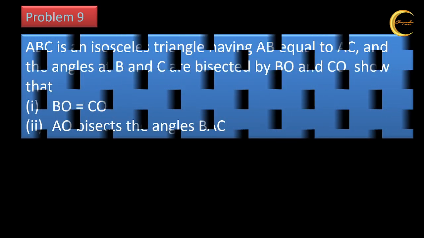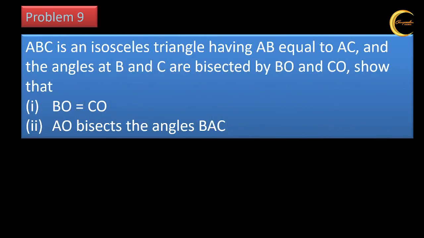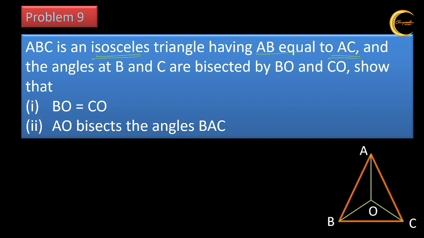Now come to problem 9. This problem says ABC is an isosceles triangle, meaning two sides are equal. AB equals AC. And the angles at B and C are bisected by BO and CO, so that BO equals CO, and AO bisects the angle. So angle ABC is bisected by BO and angle ACB is bisected by CO. So now we have to prove BO equals CO.